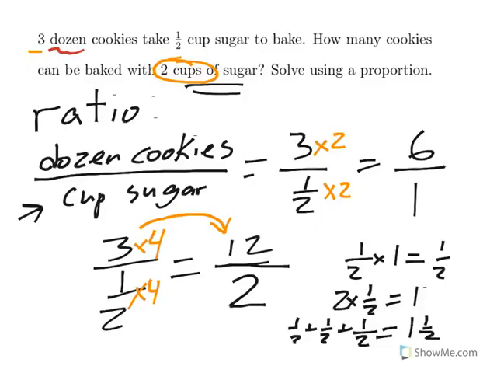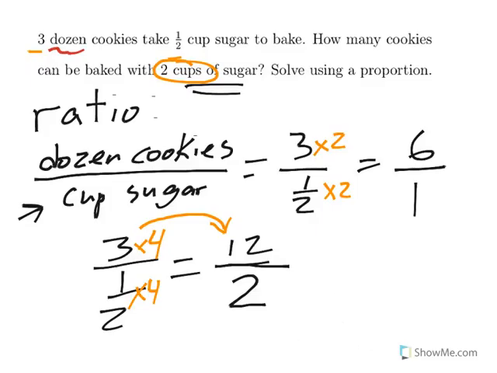So I'm going to erase this scratch work so I can put my answer. How many cookies can be baked with 2 cups of sugar? Answer, 12 dozen.